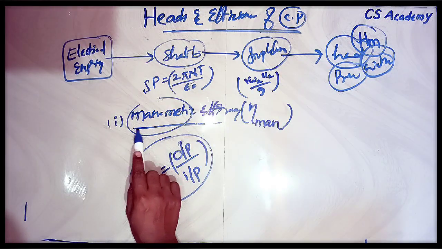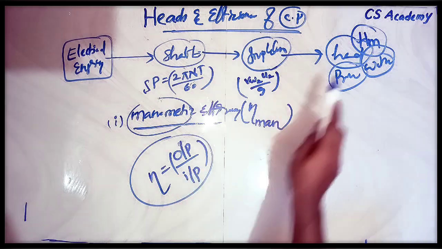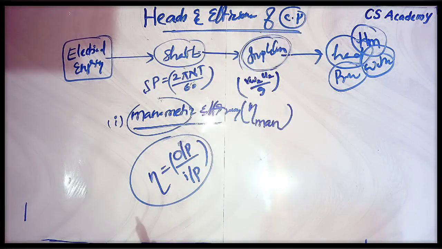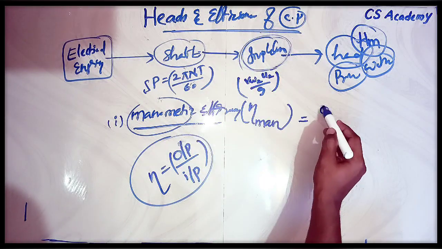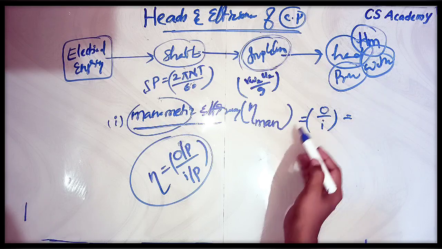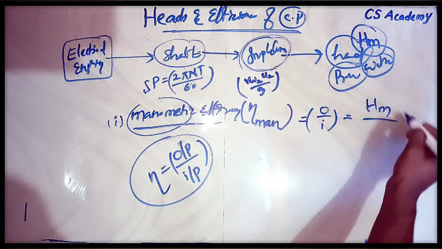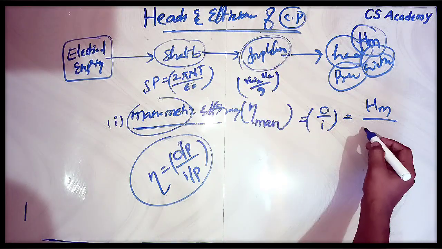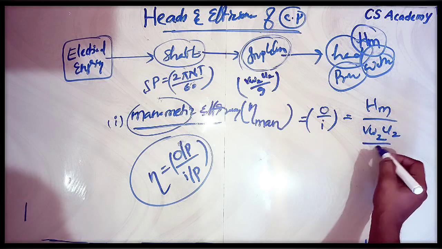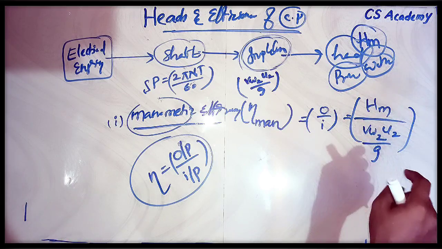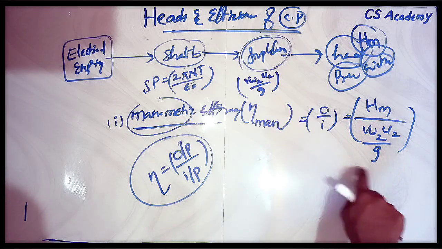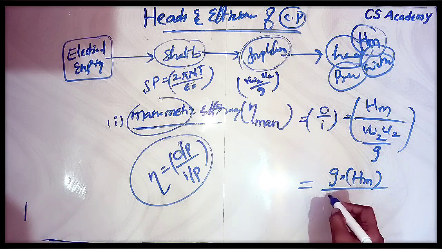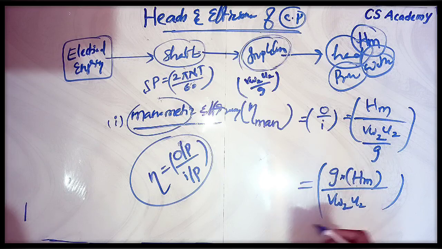As we are getting this manometric efficiency, it is output by input. Output is nothing but the manometric head. What is the input here? This is the impeller work. Impeller work is the input. Output is the manometric head, and input is the impeller work, that is Vw2 U2 by g. If we send this g to the numerator, that is g Hm by Vw2 U2. This is the manometric efficiency.